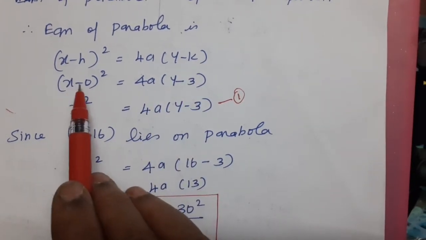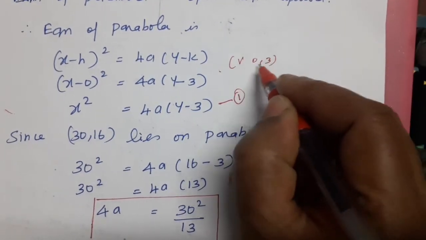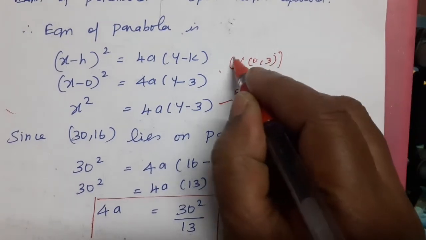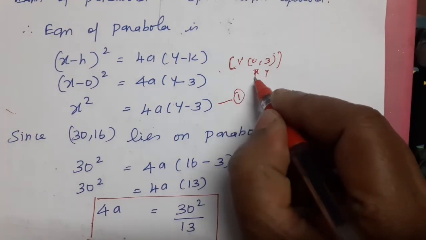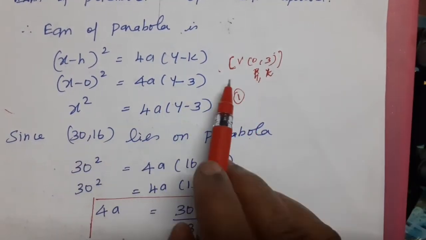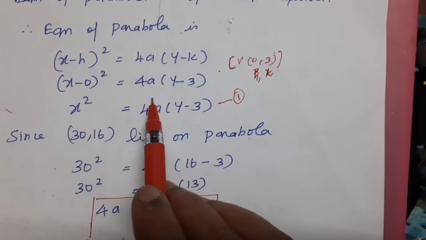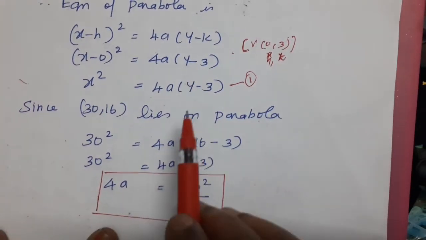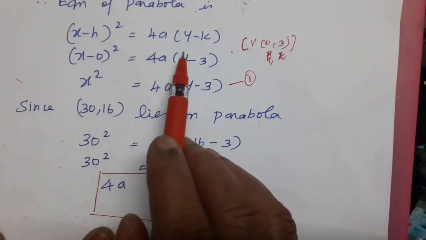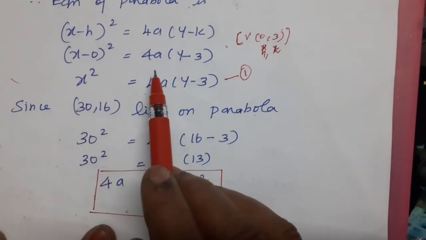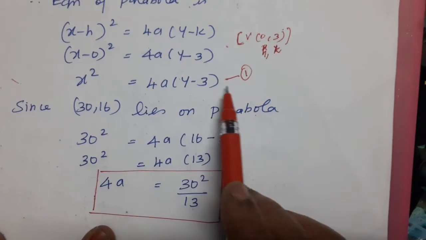Now the vertex is what? 0 comma 3. The given vertex is 0 comma 3. This is x and this is y. So instead of h comma k, you substitute. What is the h value? 0. X minus 0 the whole square equal to 4a into y minus 3. Now x square equal to 4a into y minus 3. This is given as equation 1.